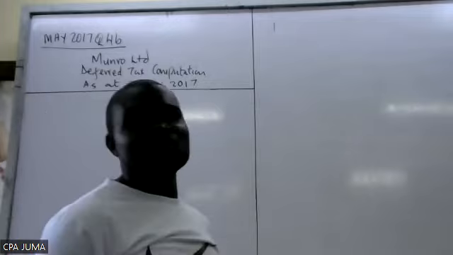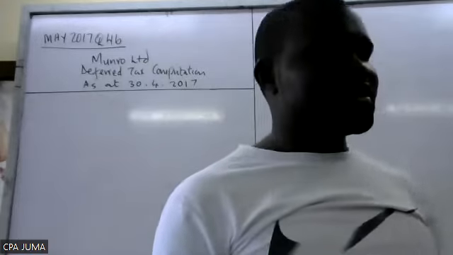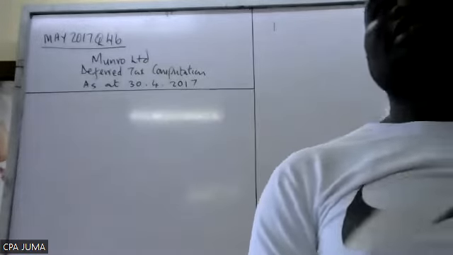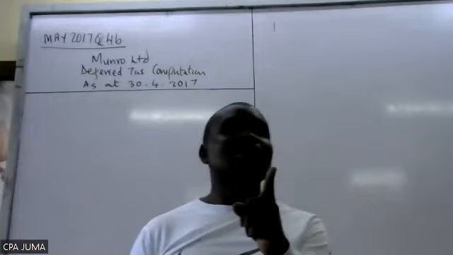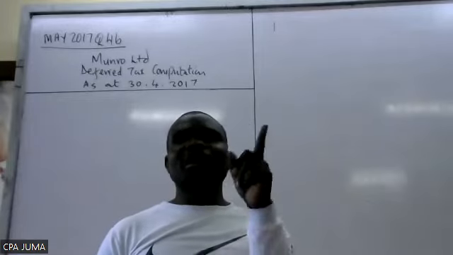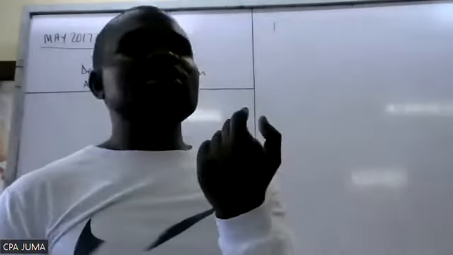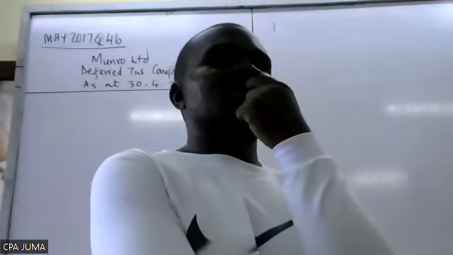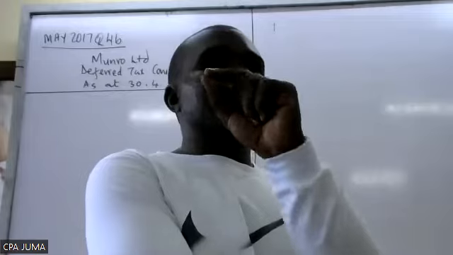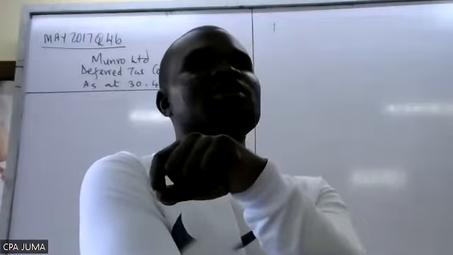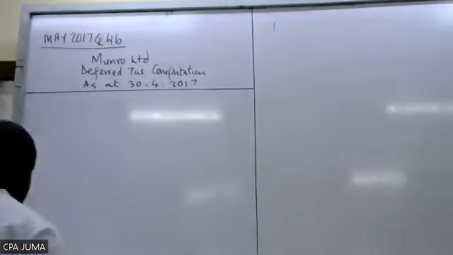So all those questions, just use temporary, permanent. So how do we get temporary? For you to get deferred tax, first you need to get temporary. So what is the formula of getting temporary? You take the carrying amount, you subtract the tax base.